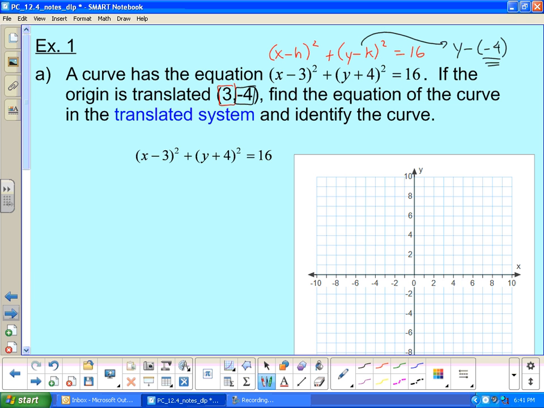Now we're supposed to find the equation of the curve in the translated system. So what that means is our equation is not going to show this h and k value. Because we're going to take our origin, we're going to put it at 3, negative 4, and then we're going to write our equation as if that is the new starting point, new origin destination for this particular graph. Do we know what this kind of graph is? Well, I hope that we're able to see that it is x squared plus, which means it's going to be either a circle or an ellipse.